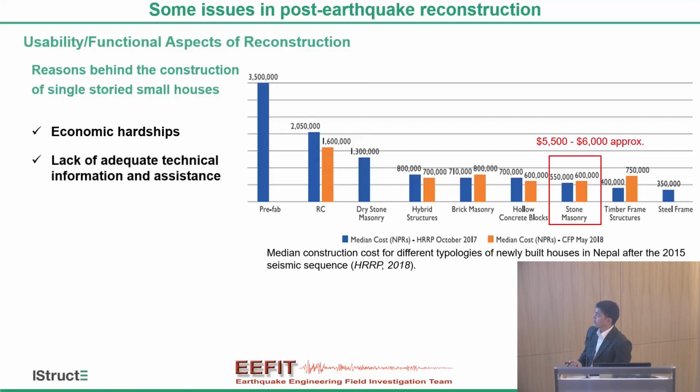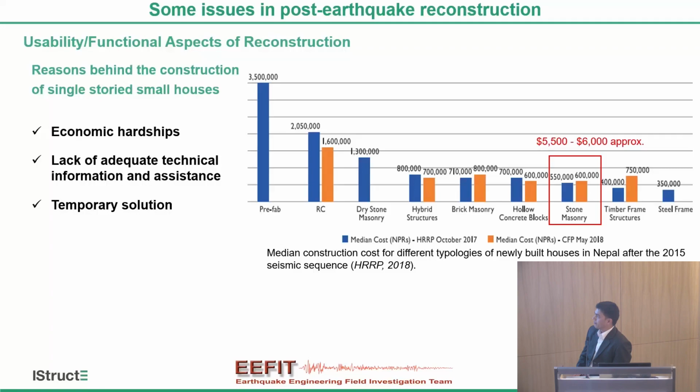Another reason is the lack of adequate technical information and assistance. So, for example, there were messages spread in the communities that smaller houses are more earthquake resistant, which is true. But that's not the sole purpose of building a house. And for constructing larger and multi-storied buildings, there was not enough technical assistance from the field engineers because they themselves lacked appropriate training from the government.